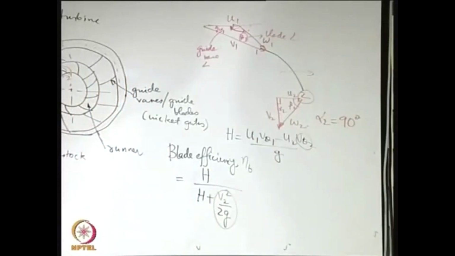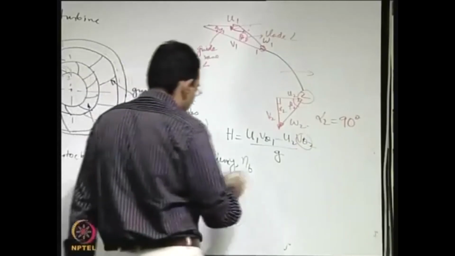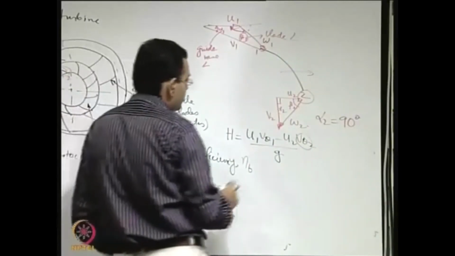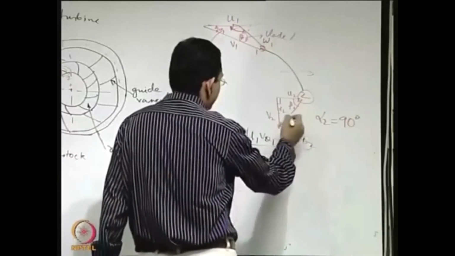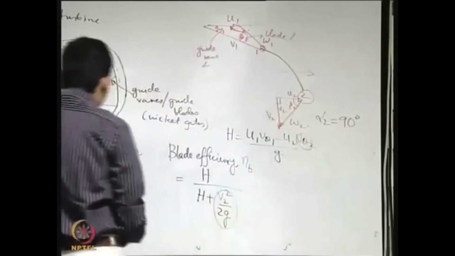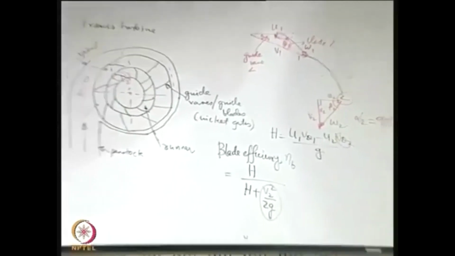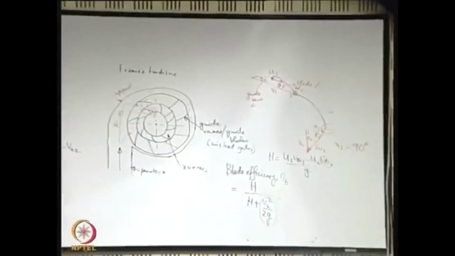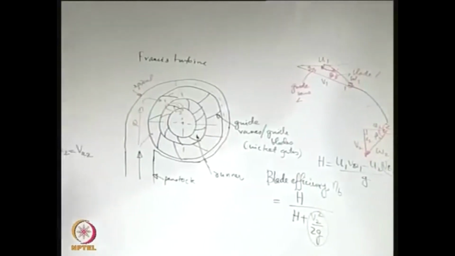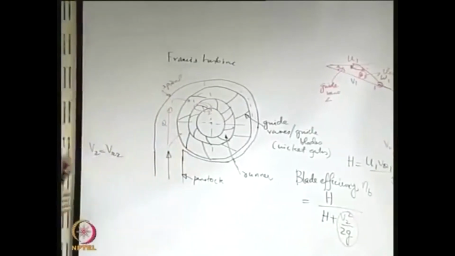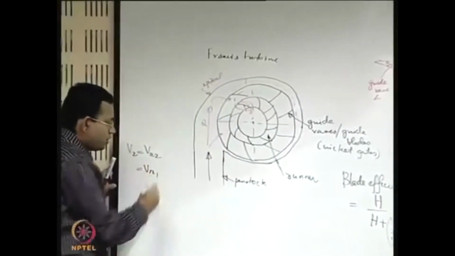Now one may manipulate this expression a bit more, and write it solely in terms of the geometrical features. So you can see that since alpha 2 is 90 degrees, you have V2 equal to VR2. The total component of the velocity at 2 is radial, there is no theta component. Then usually these turbines are so designed that the blade width and the radius are adjusted in a way that you have VR2 equal to VR1.